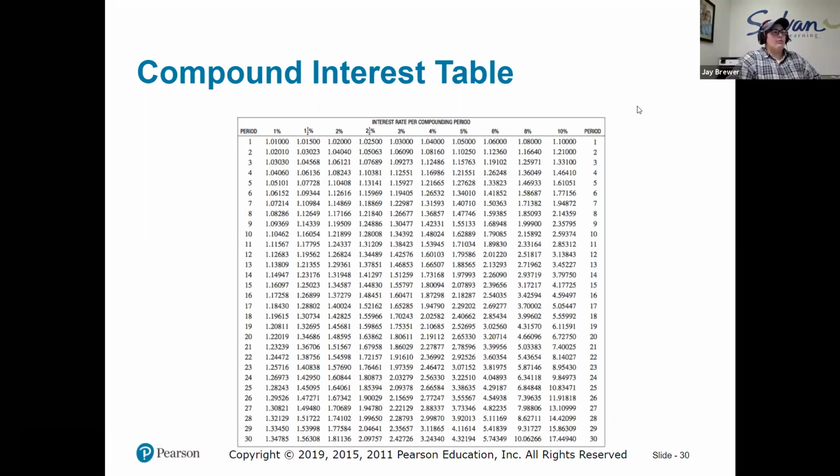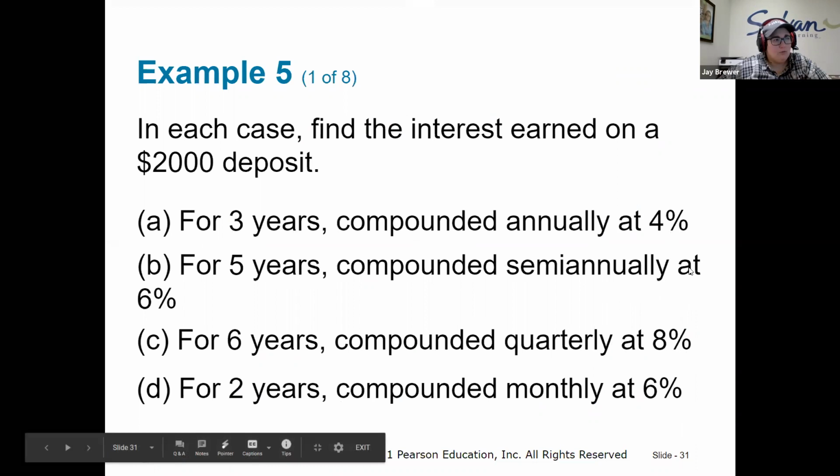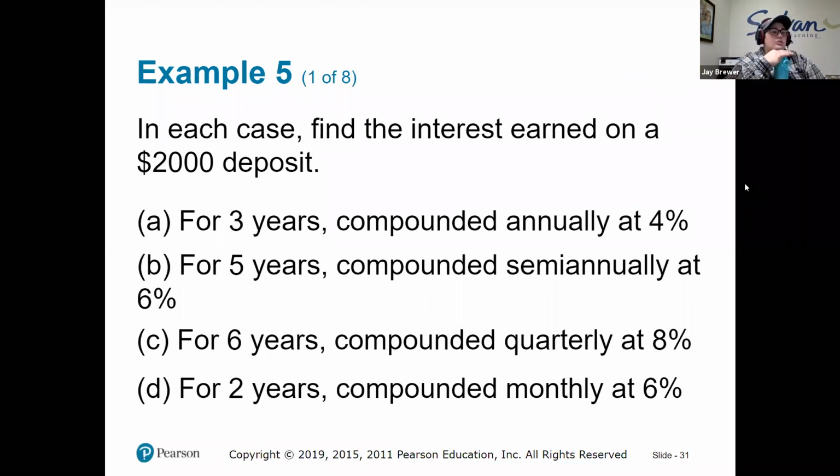All of your homework will give you percentages that you will find in this table. If you can't find it in the table, then it's not meant to be used with the table. All right. In each of the cases, find the interest earned on a $2,000 deposit: for 3 years compounded annually at 4%, for 5 years compounded semi-annually at 6%, for 6 years compounded quarterly at 8%, and for 2 years compounded monthly at 6%. We will find solutions to all of those, and that is probably the last problem we will do, I believe.